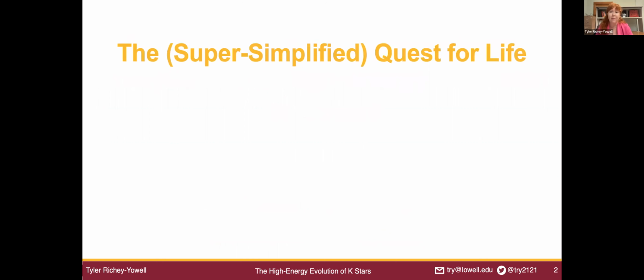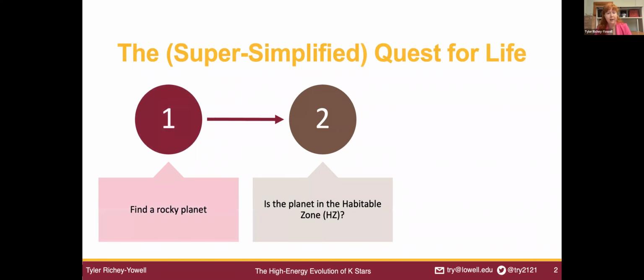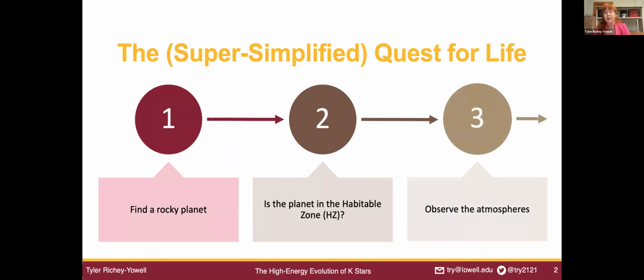So the super big picture question that inspires my work actually starts with the search for life on other planets. But how do we actually go about finding life? Ideally, if we had unlimited time and resources, we'd search for life something like this. We discover a rocky planet. We check if it's in the habitable zone, which is just defined as the temperature where water would be liquid. And then if it is, we go and look at its atmosphere to see if there's molecules that would be indicative that life is potentially there.